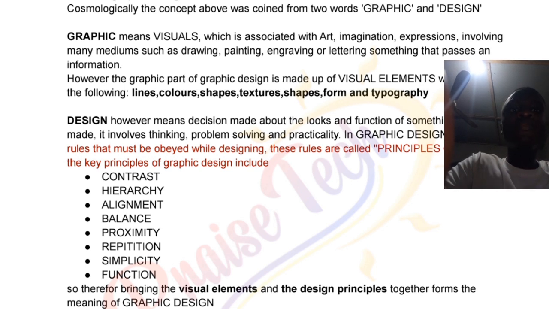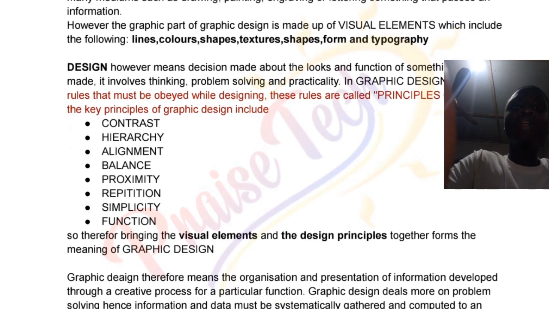So therefore, bringing the visual elements which come under graphic and the design principles which come under design, when you sum the two together, it gives you graphic design. However, when you join the two words together, graphic design can be defined therefore as the organization and presentation of information developed through a creative process for a particular function.